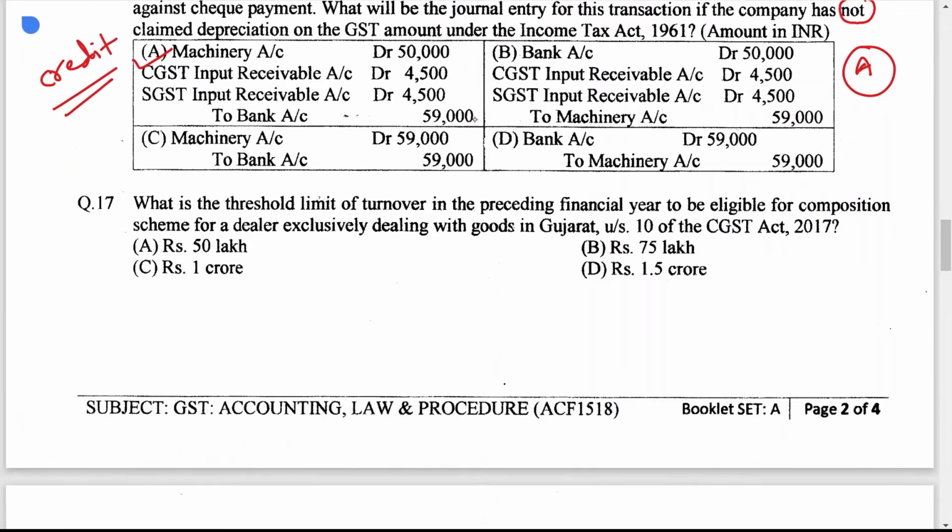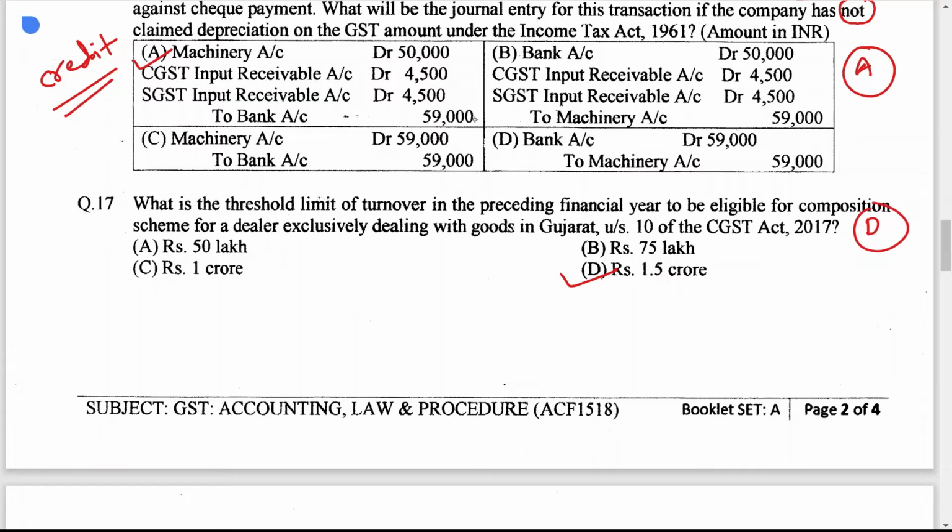Question 17: what is the threshold limit of turnover in the preceding financial year to be eligible for the composition scheme for a dealer exclusively dealing with goods in Gujarat under Section 10 of the CGST Act 2017? So for this year, what is the limit for the composition scheme? It is 1.5 crore. That will become the answer to question number 17.